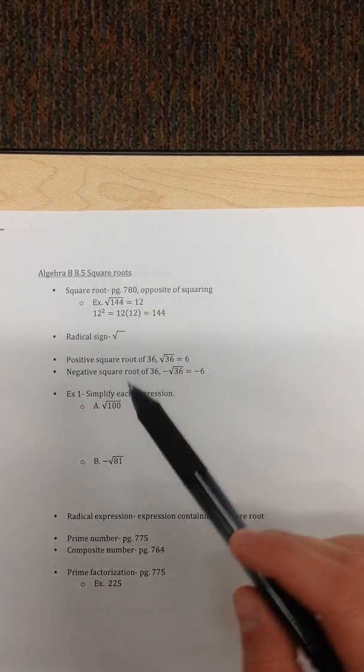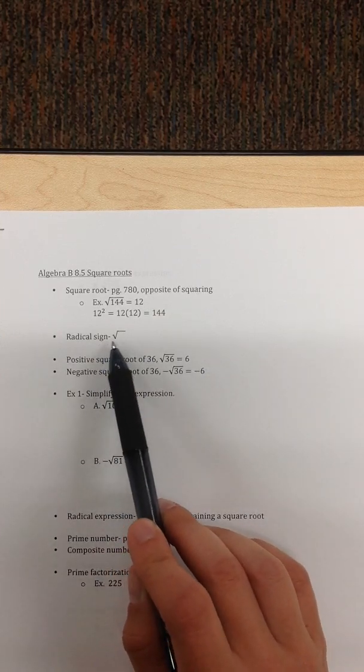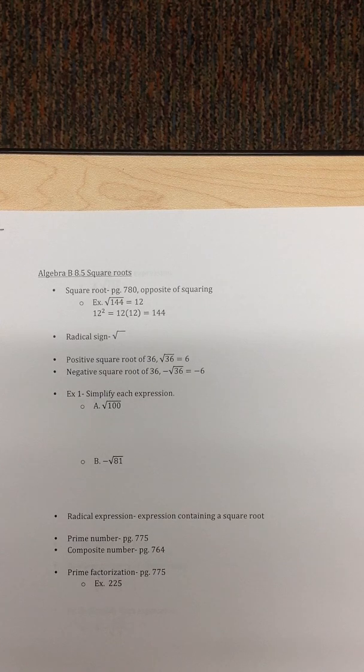Okay, that sign that we use for that, it's kind of like a division sign, but it's got a little kicked out a little bit more here. We call that a radical sign, and your square root goes underneath that. Now, we have two different things. We have a positive square root and a negative square root.